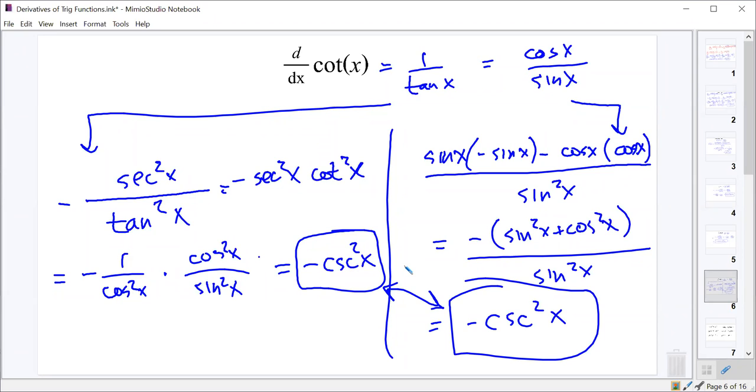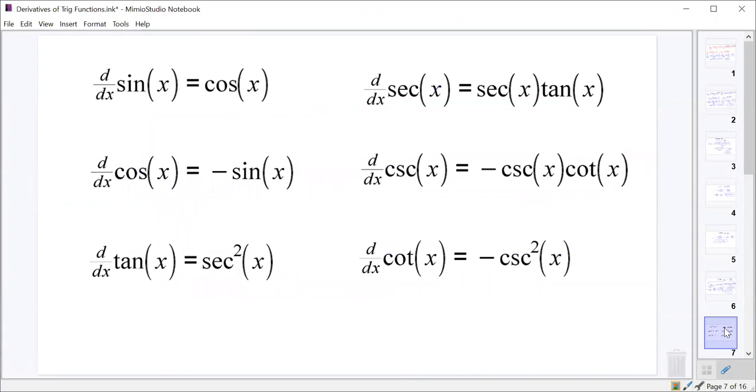Everybody good with the derivations of all 6 of those trig functions? All right. I'm going to put this slide here just so you can see them all next to each other and we can see that they're all fairly related. And after I talk about them for 1 minute, I'm going to work under the assumption that you now have all of those memorized, because you will do that before I see you on Monday.